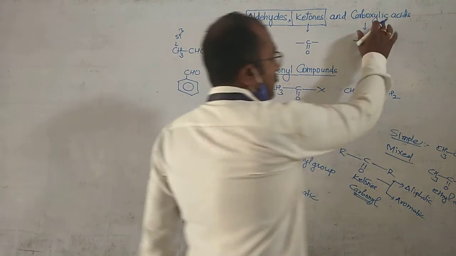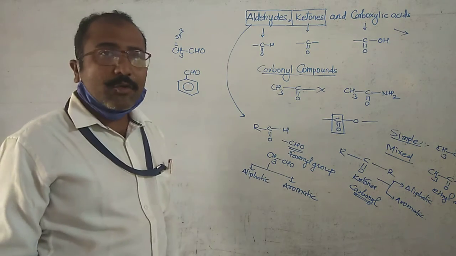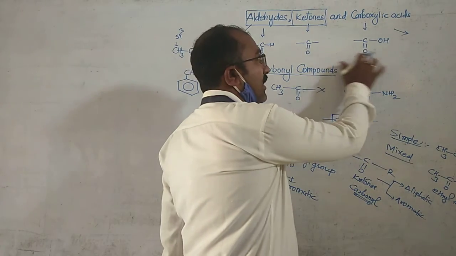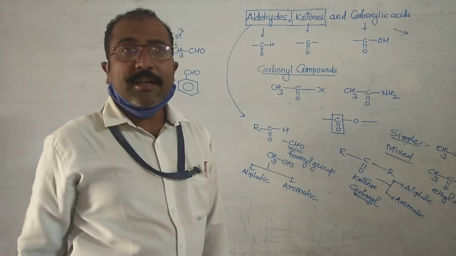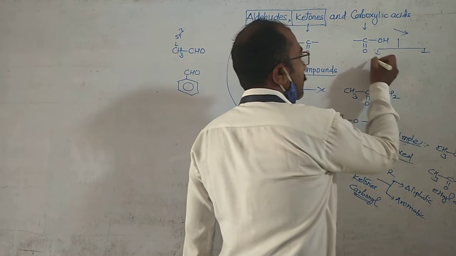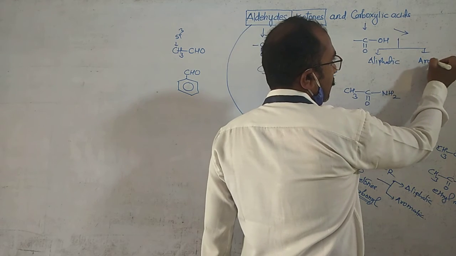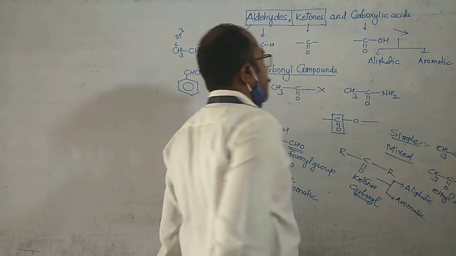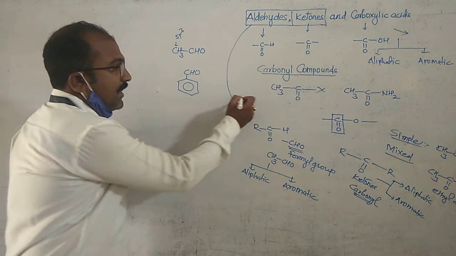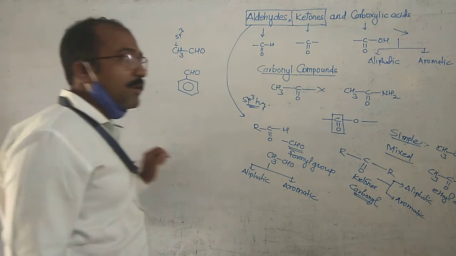Then the carboxylic acids. Carboxylic acids are organic compounds in which one or more hydrogen atoms from an alkane or arene are replaced by a corresponding number of carboxylic groups. Again, carboxylic acids are further classified into two types, that is, aliphatic carboxylic acids and aromatic carboxylic acids. Aliphatic carboxylic acid means the carboxylic group is attached to an sp3 hybridized carbon atom in a molecule. Then such carboxylic acids are called aliphatic.